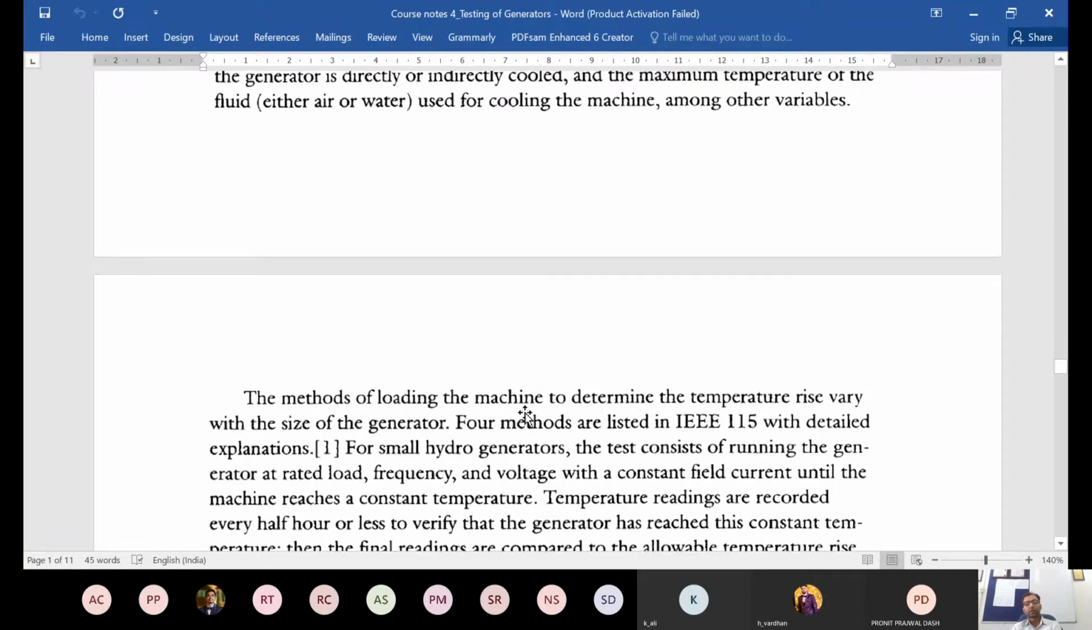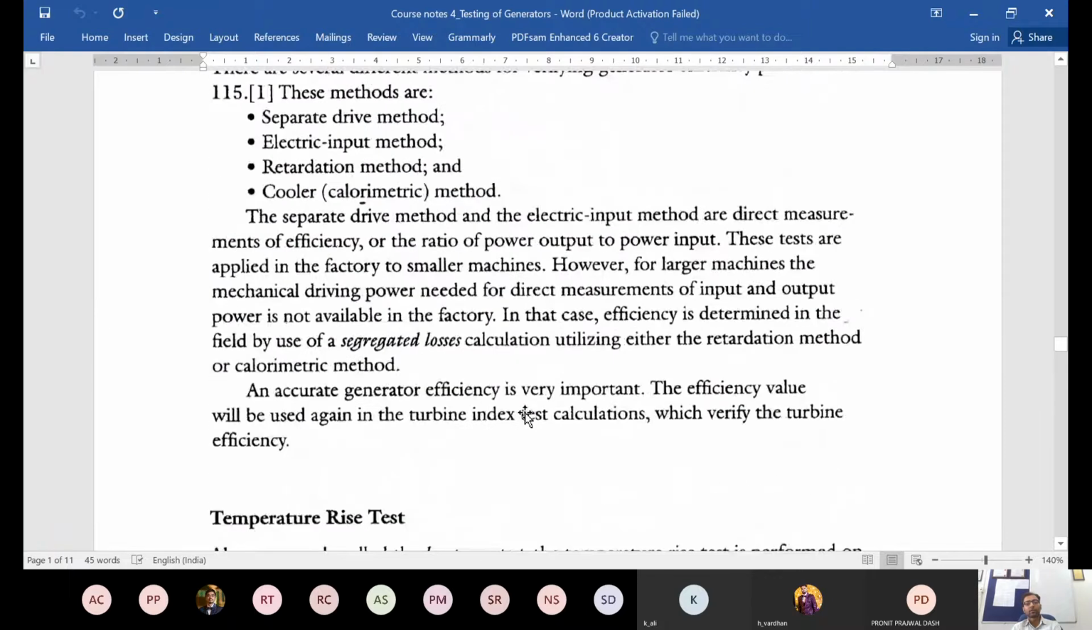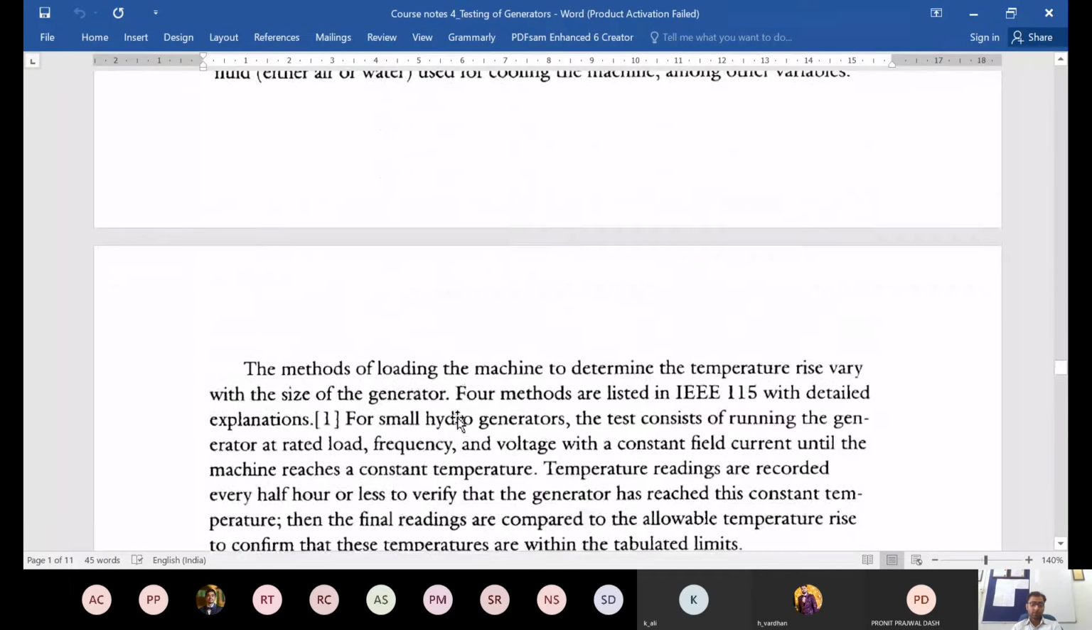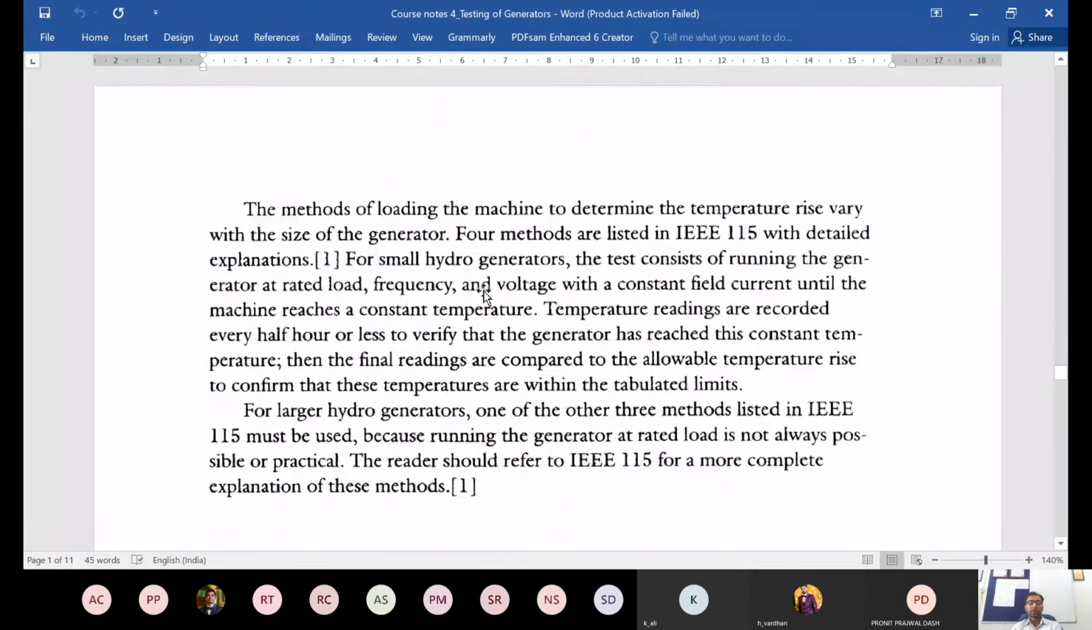As you can see here, there are four methods given for efficiency testing in IEEE 115, and these four methods for temperature testing. Again, the first one is direct, then there are three special methods which need to be done for the temperature rise test.